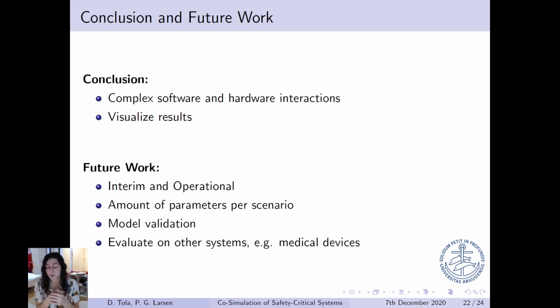Future work is of course to use co-simulation in the interim and operational safety case of the system, and I think especially looking at the operational safety case and using software in the loop could be interesting to look at. And determining the amount of parameters per scenario. For example, I only took the worst case values to determine if, for example, in dense fog and heavy rain, the system was safe in these scenarios, but there should maybe be some guidelines trying to understand when we have chosen enough parameters to simulate per scenario.